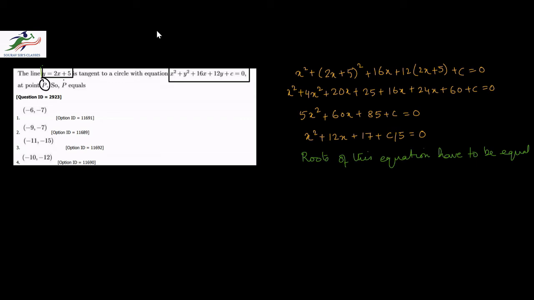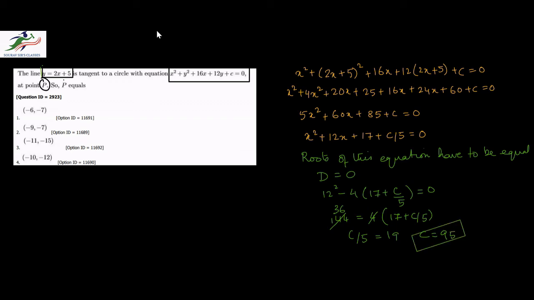So therefore the discriminant of this quadratic equation is equal to 0, or 12 square minus 4 into (17 plus c by 5) is equal to 0. Therefore 144 is equal to 4 into (17 plus c by 5), or this cancels and gives us 36. So c by 5 is equal to 19, or c is equal to 95.